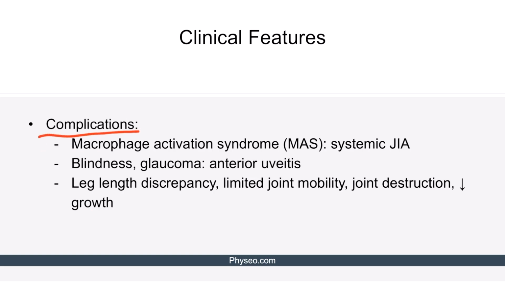Complications of JIA include the development of macrophage activation syndrome, a rare life-threatening complication of systemic JIA. We discuss MAS later in this lecture. Blindness and glaucoma can occur as complications of anterior uveitis. Articular complications include leg length discrepancy, limited joint mobility, joint destruction, and decreased growth.